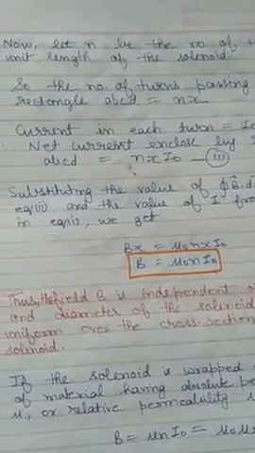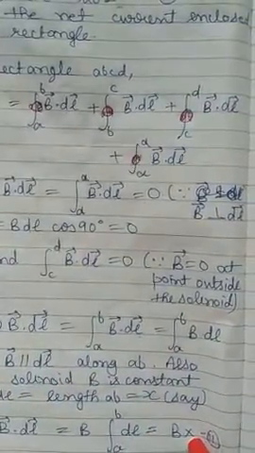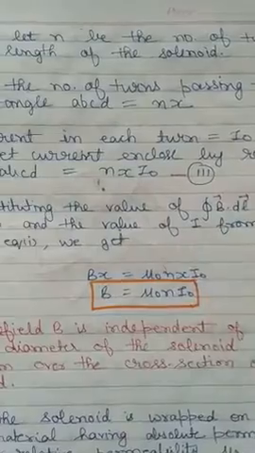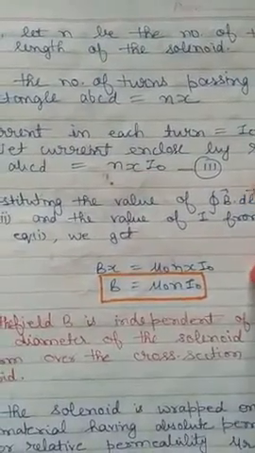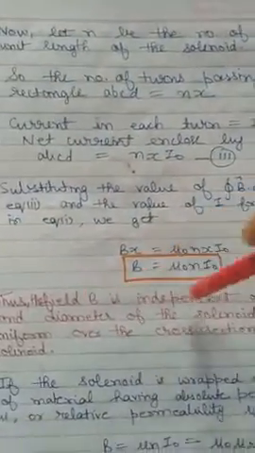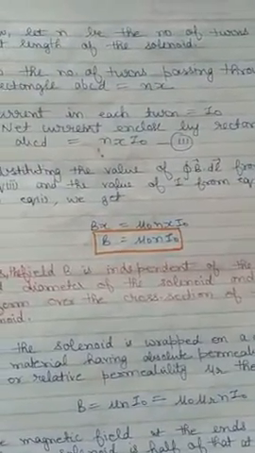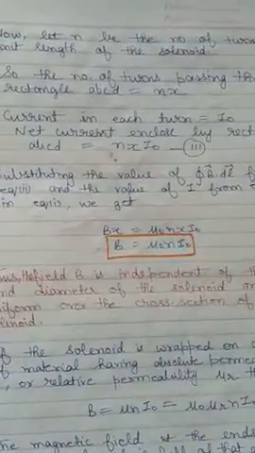So we have got that the line integral of B dot dl is equal to B into x. So this Bx will become equal to mu naught nx into I naught. So x and x will cancel out. What you will get, B is equal to mu naught n into I naught. So you will see that B is independent of the diameter of the solenoid and the length also. Here we are not getting x, so B is independent of that.